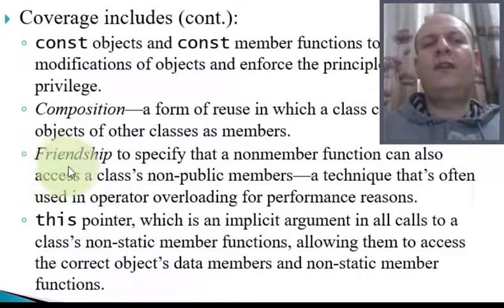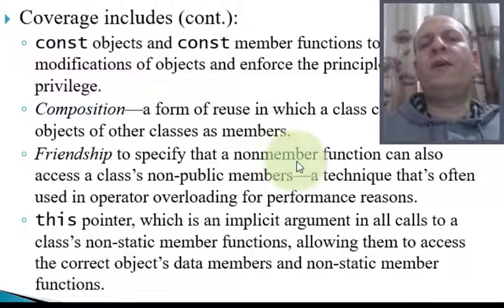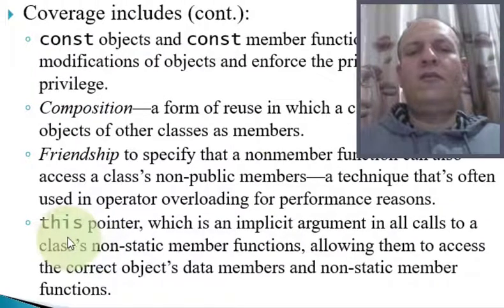Also, we will use the keyword friend to add a friendship to a class. As we know, if a function is not a member function, it cannot access non-public data. So how can we define a function which is not a member, but is a friend of the class? This way, we can access the non-public data members. Also, we will use the this pointer to access the current object. So what is the this pointer? What is the keyword this?